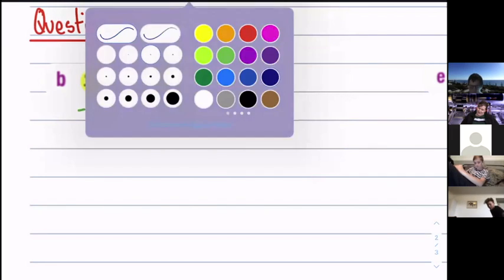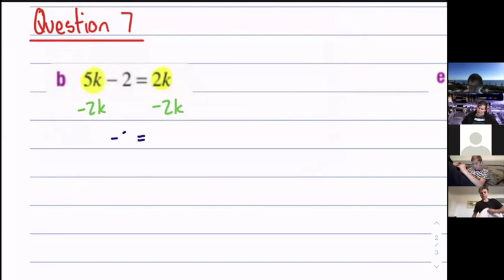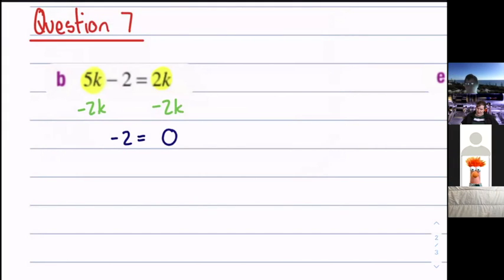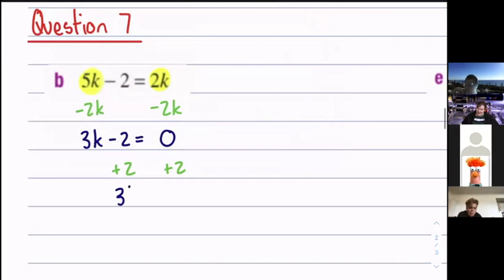So on the left-hand side, we've got this minus 2. On the right-hand side, we don't have anything. When we don't have anything, we write 0. And that 5k minus 2k, that's 3k. And now again, this is what we know how to do already. Plus 2, we get 3k equals 0 plus 2 is 2.